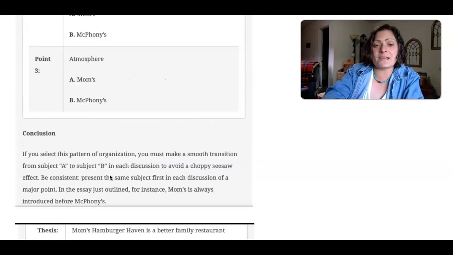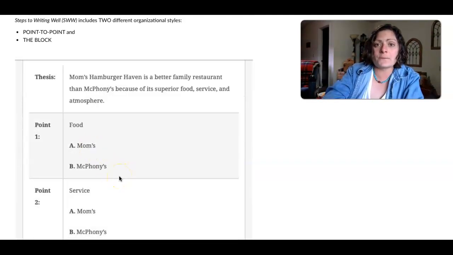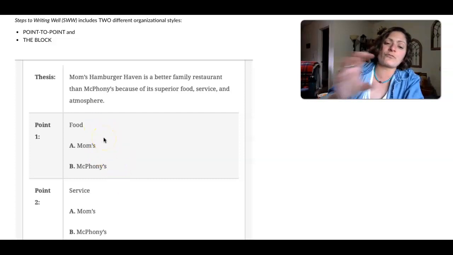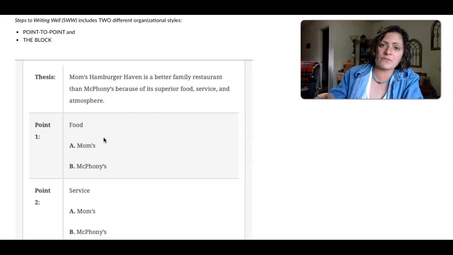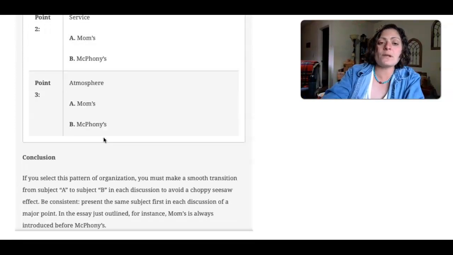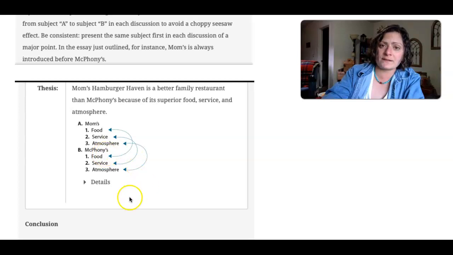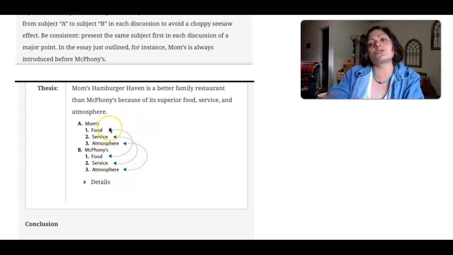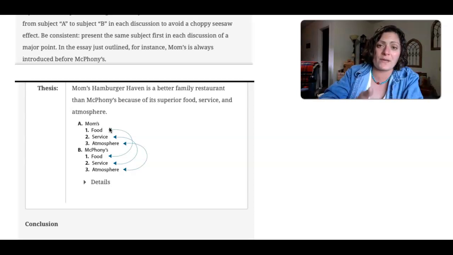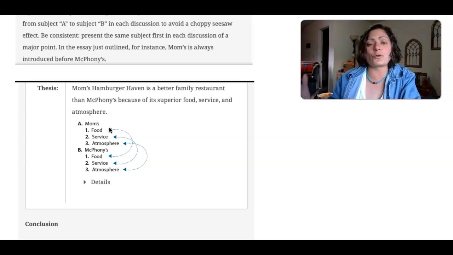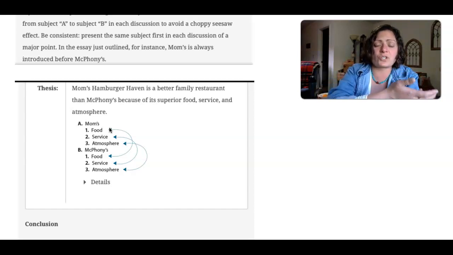Now, if you make a point-to-point, the compare-contrast is clear because you are moving from how do we do this at Mom's, how do we do this at McPhony's. But if you do it in this block form, you're going to need to link your reader back to points that you had made previously to remind them, because it might have happened 3 or 4 pages earlier and they've forgotten how the point you're making about food or service at McPhony's compares with the situation at Mom's.